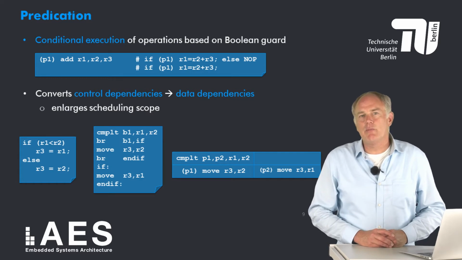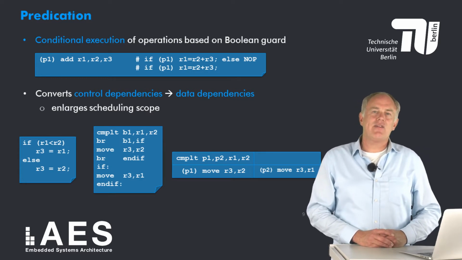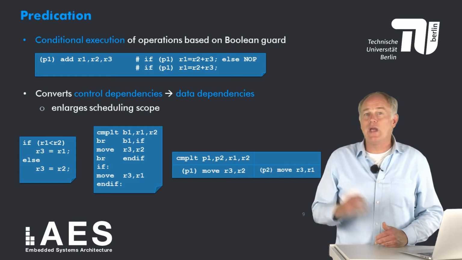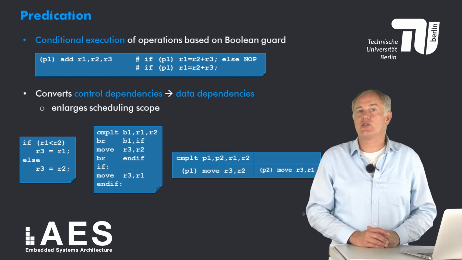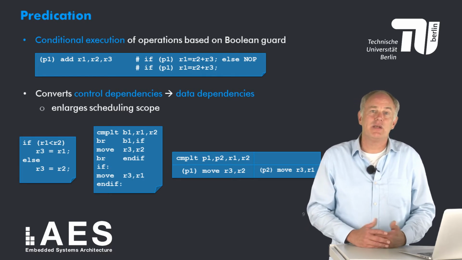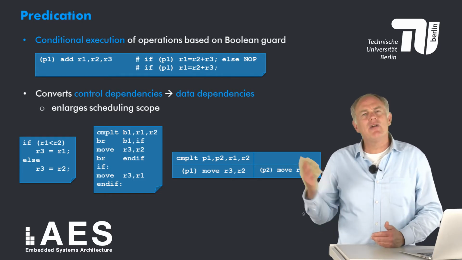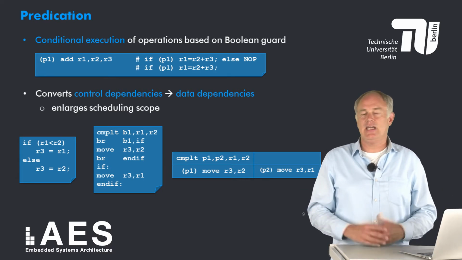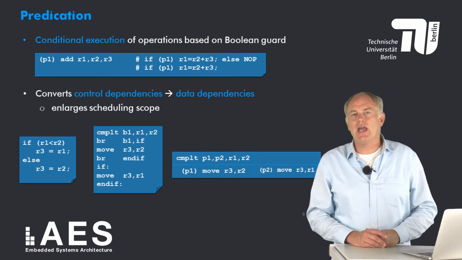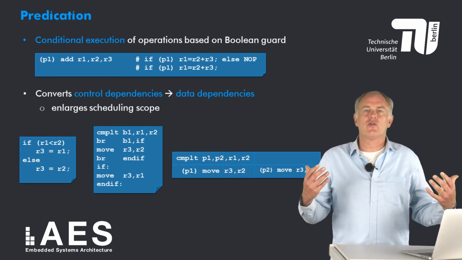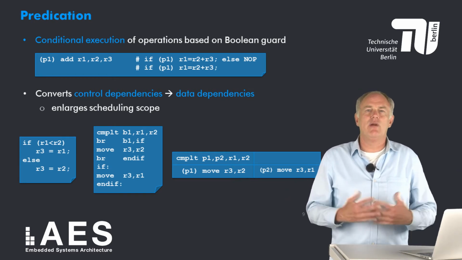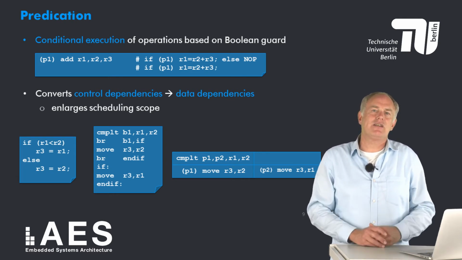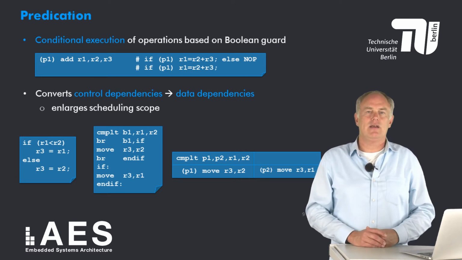We can do even better with predication. Predication executes instructions based on Boolean guards. Here's an example. We add R2 and R3 and store the result in R1 with predication P1. If P1 evaluates to true, this instruction executes normally. Otherwise, it is turned into a no-op. In this way, predication converts control dependencies to data dependencies and removes branches. Since we have introduced predication in previous lessons, I'm not going to elaborate on it here anymore.